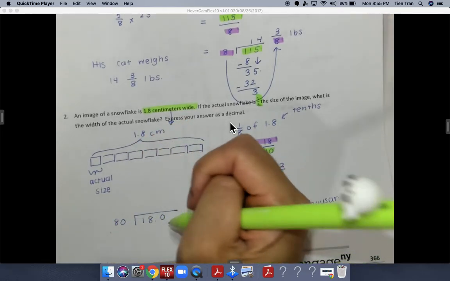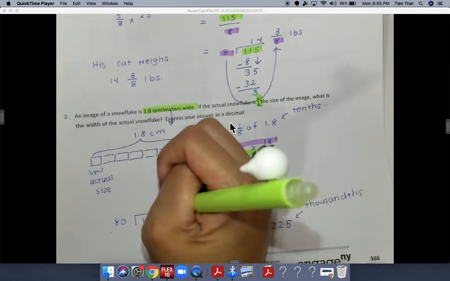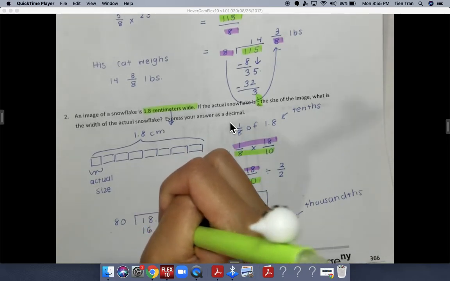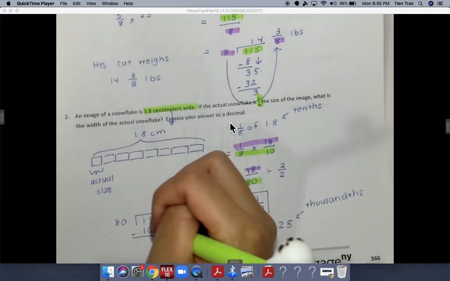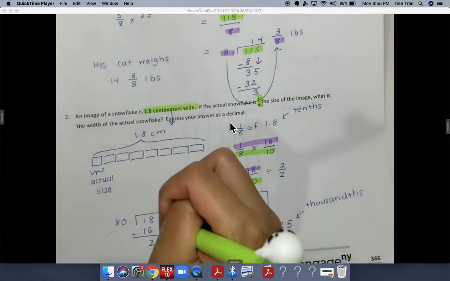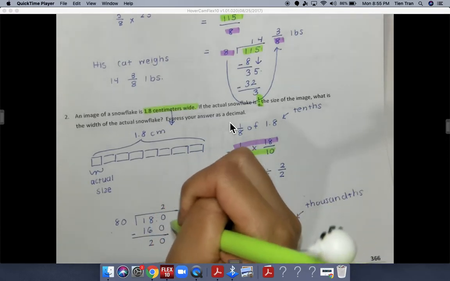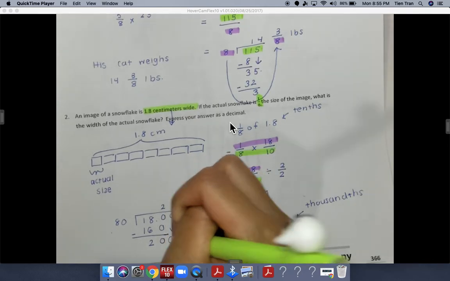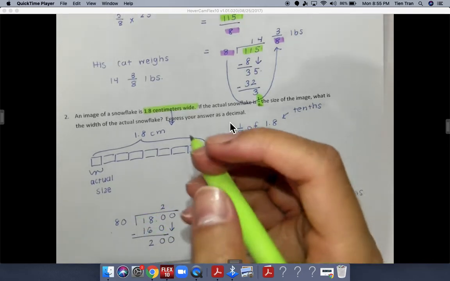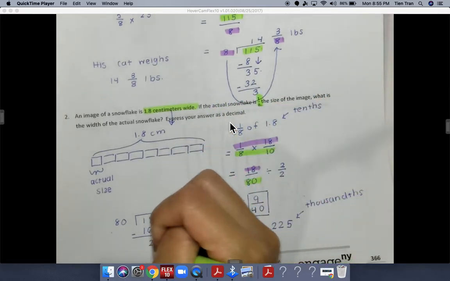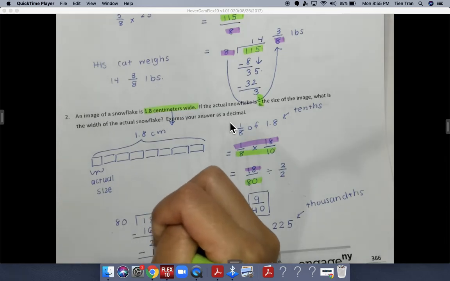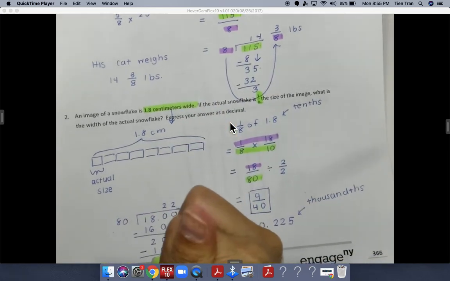So 80 can go into 180 2 times. 8 times 2 is 16. Add my 0, I get 160. 8 minus 6 is equal to 2. 0 minus 0 is 0. And then I would add a 0 and also bring that down. And again, 80 can go into 200 2 times. So we get 160 again. We subtract. And we are going to get 0 minus 0 is 0.